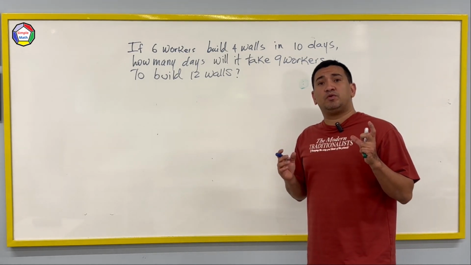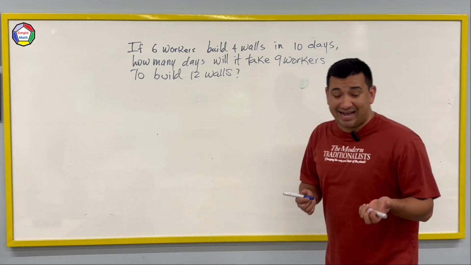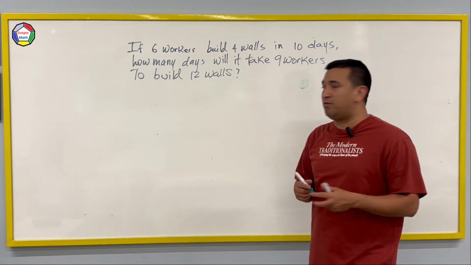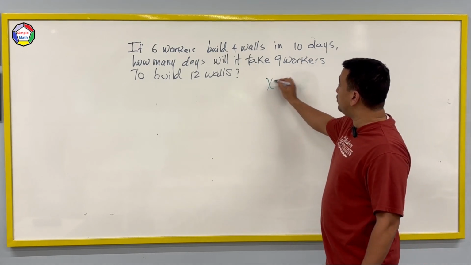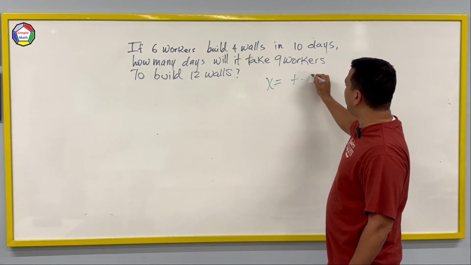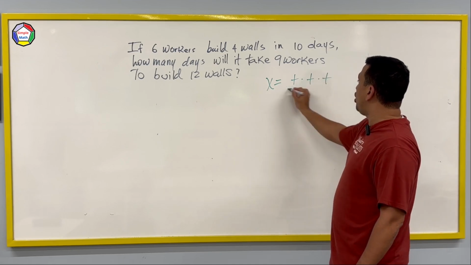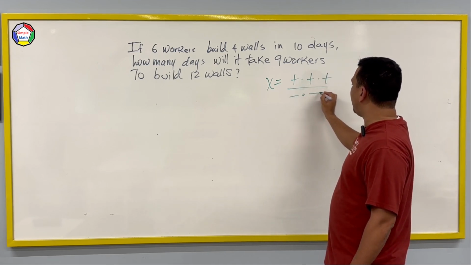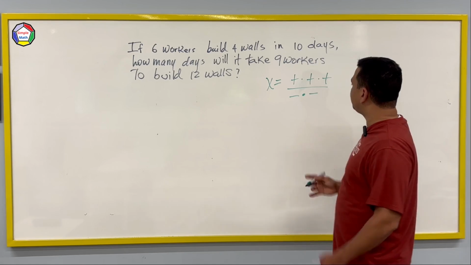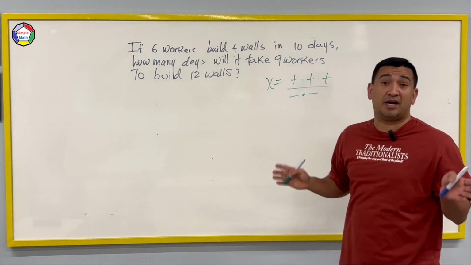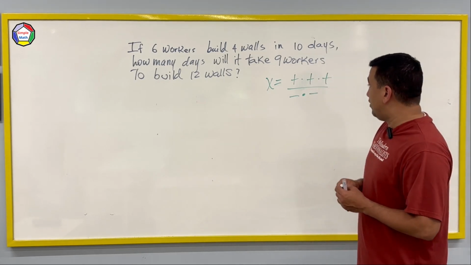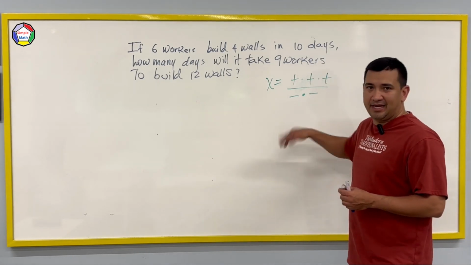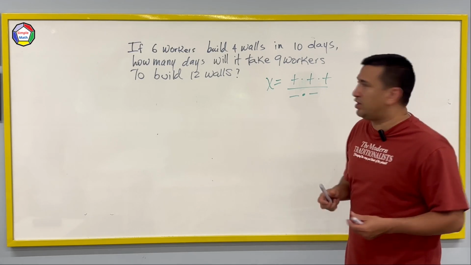So I want you to keep in your mind or memorize a formula that you will understand in a while. The formula says the product X is going to be equal to the product of positive things over the product of negative things. The product of all the things that are positive over the product of all the things that are negative. You will understand that in a while. So let's try to solve the problem.